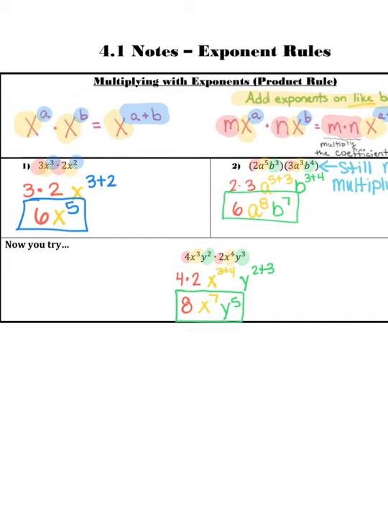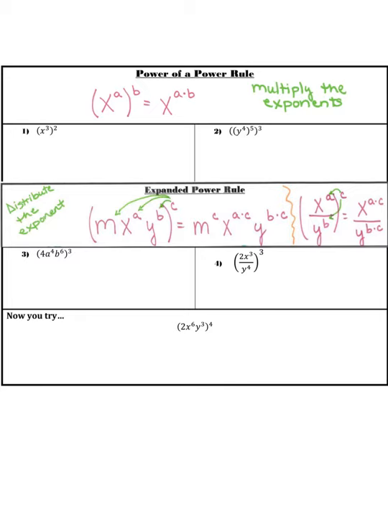We're going to talk about the power of a power. Now the power of a power rule says when you have a base with an exponent, and that is being raised to another exponent. So you have one power in green and one power in yellow. We are going to multiply the exponents. That's our power of a power rule. So notice they kept their base as the x, and they are going to multiply the first power, which is a, with the second power, which is b.